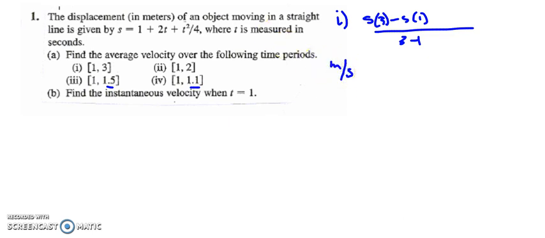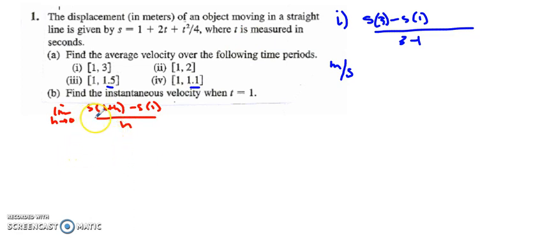Now, the part of the problem I wanted to spend time on was finding the instantaneous velocity when t equals 1. So we're finding the derivative at a point. So what we want is the limit as h approaches 0 of s of 1 plus h minus s of 1 all over h. So we can go ahead and use 1 instead of using x because we're looking for just a derivative at a point.